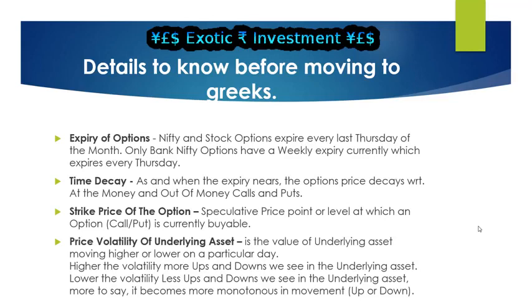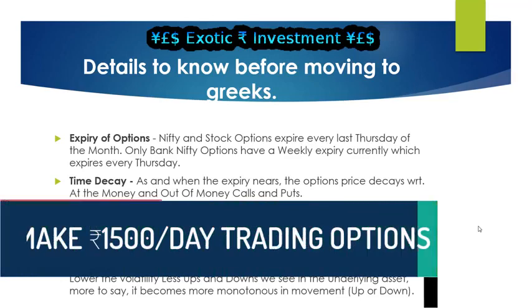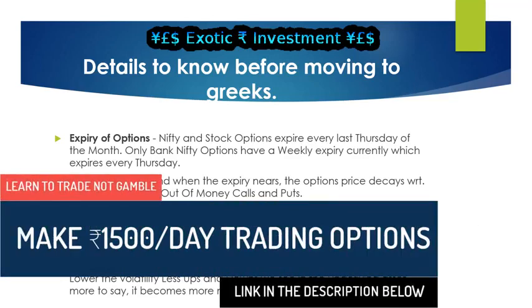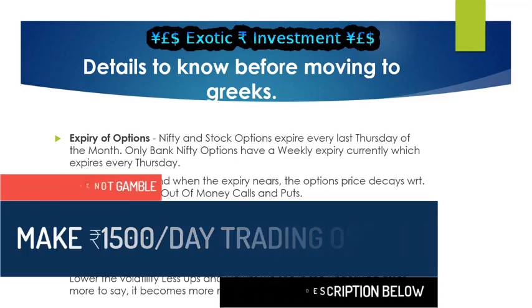Next is the price volatility of the underlying asset. It is the value of the underlying asset moving higher or lower on a particular day. So the higher the volatility, the more ups and downs we see in the underlying asset. Lower volatility means fewer ups and downs, which also means that the movement of the particular underlying asset is becoming monotonous. Let's move on to the next slide.